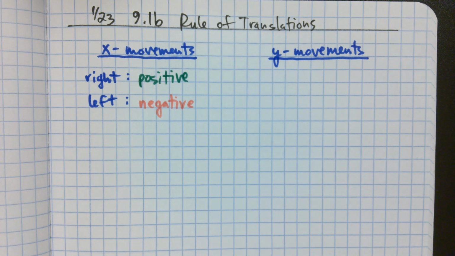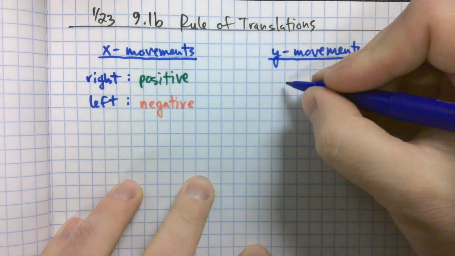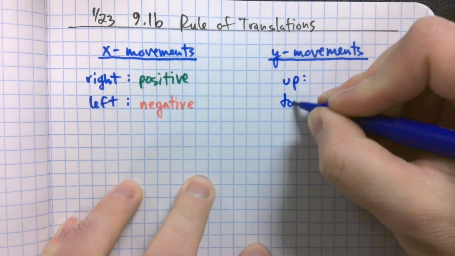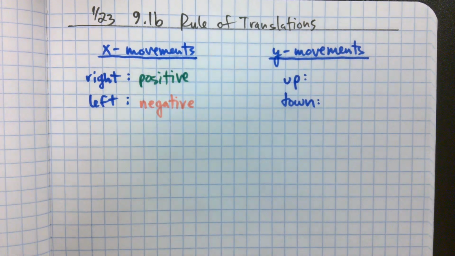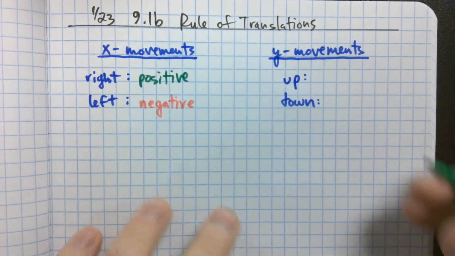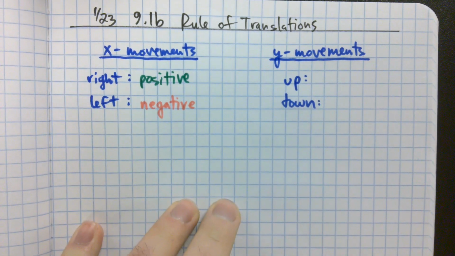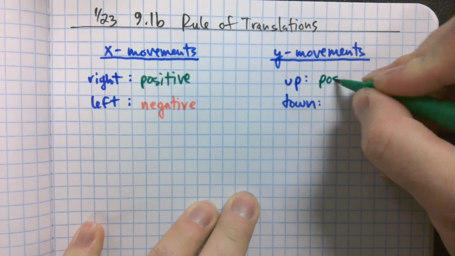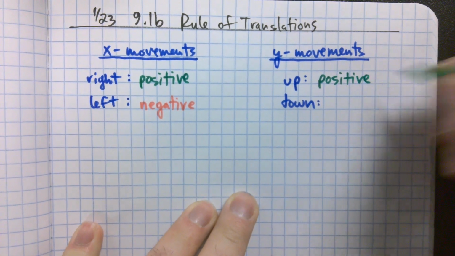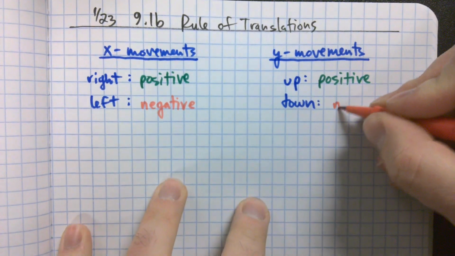Now, what are my 2 different y movements? I've already got right and left. Up and down, exactly. Which of those is my positive movement? Up. Up is positive. And down would be negative.